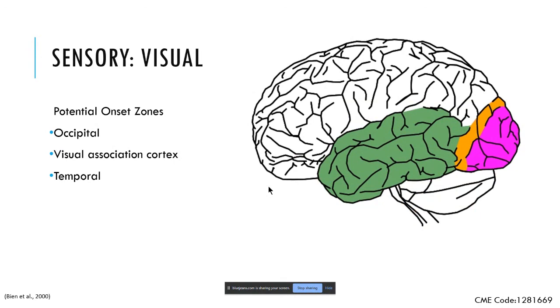Seizure lateralization with both elementary and complex seizures is contralateral to the visual field in which the hallucination appears. However, there is such a thing as a traveling visual phenomenon, where the hallucination will travel from one field to the other, and in that instance, the lateralization is less useful.